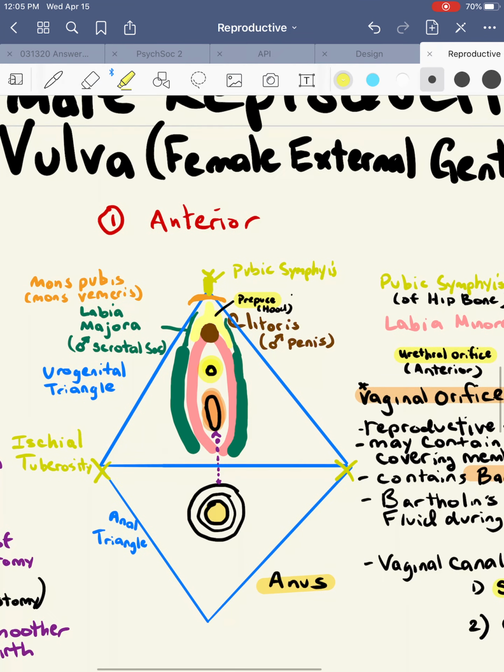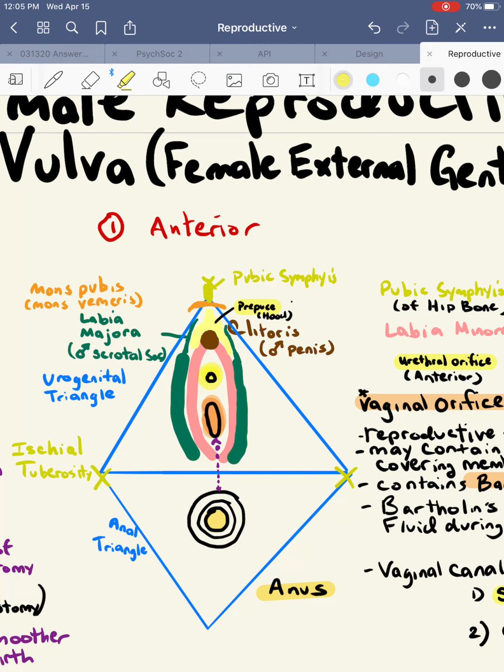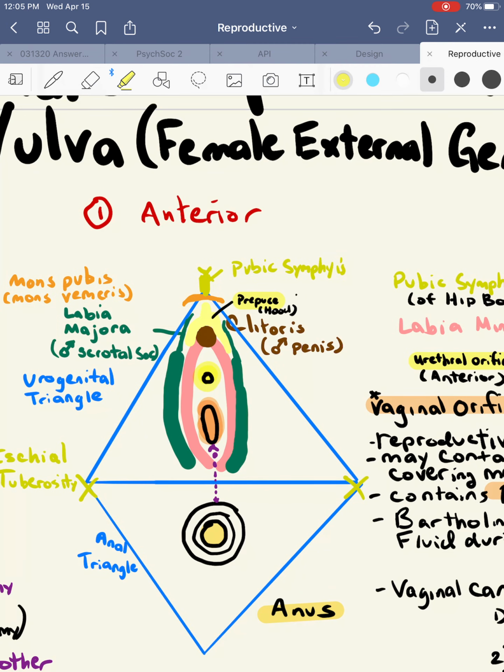The clitoris is actually analogous to the male penis. Whenever I say they're analogous, I mean they have the same embryological origin, right? Eventually, once we get close to birth, there's a lot of differentiation.